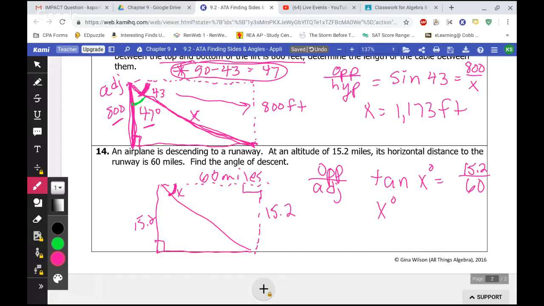So this is one where we're going to do tan inverse of 15.2 over 60. Whenever you're looking for an angle measure, you know you're going to use the inverse. Oh, yeah, that makes sense. 14.2. 14.2 is correct.